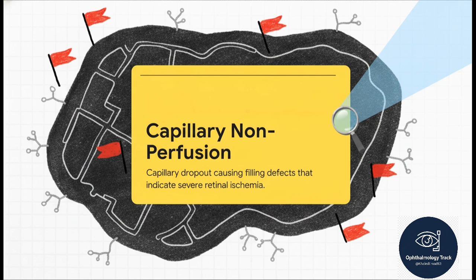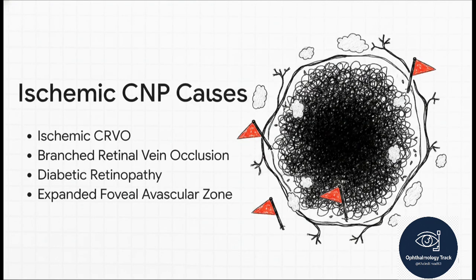Okay, so what if the cause of a too dark angiogram isn't a physical block, like blood? What if it's a filling defect? Well, that brings us to capillary non-perfusion, or CNP. These are areas where the capillary network has essentially just died off, meaning the dye simply cannot perfuse the tissue. When those capillaries drop out, you get these massive, black, hypofluorescent areas that are huge red flags for severe retinal ischemia.